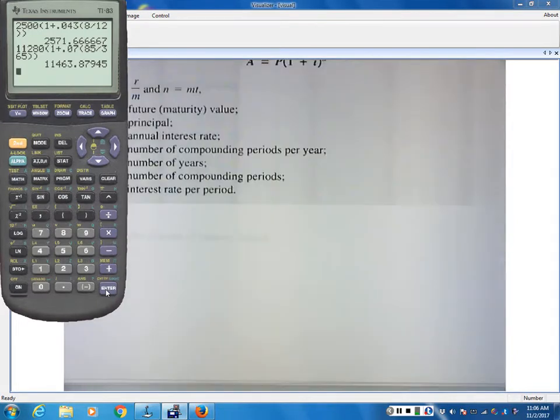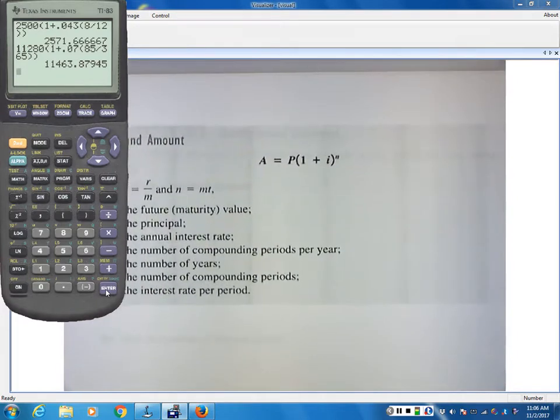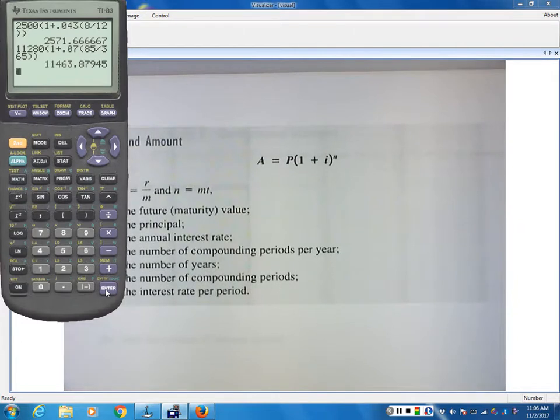Okay. Now we're going to talk about something that's a little bit different. This is no longer simple interest, although simple interest is kind of involved.